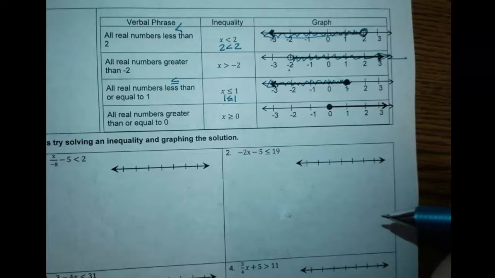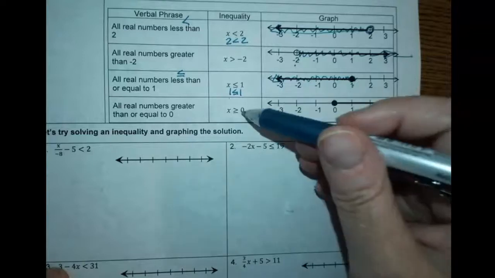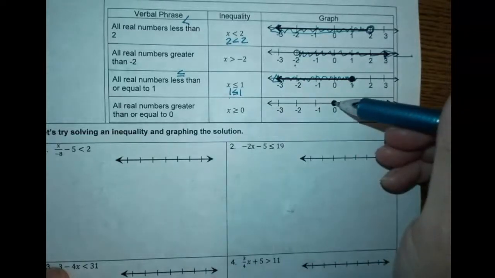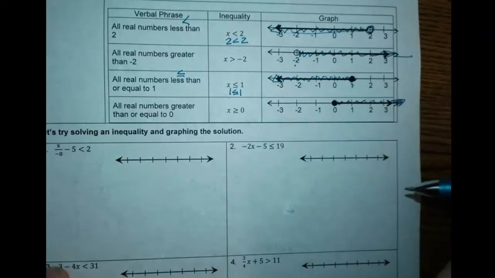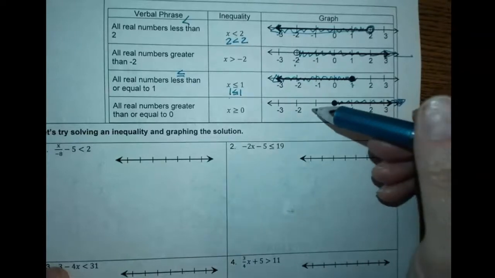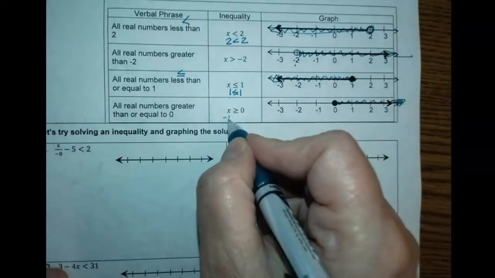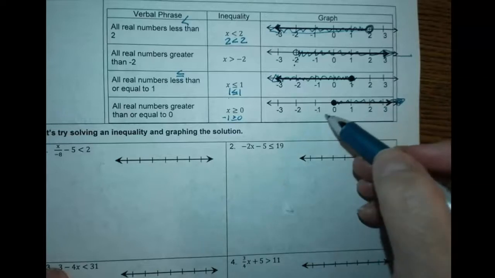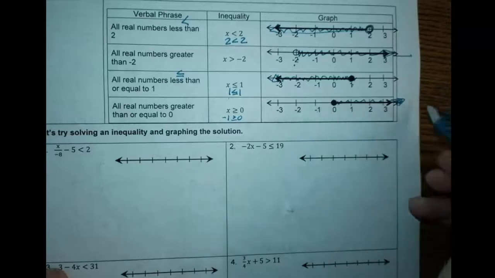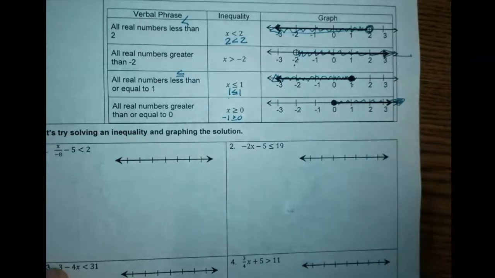And our last one, all real numbers greater than or equal to 0. So 0 is where we want to start. It has an equal to symbol, so we closed it in, and numbers greater than 0 are numbers to the right, so you're shading to the right forever and ever and ever. So if you check these numbers you didn't shade, like -1, if you substitute -1, is -1 greater than or equal to 0? It is not, because it's not in the shaded area. Anything in the shaded area is a solution. If it's not in the shaded area, it is not a solution.